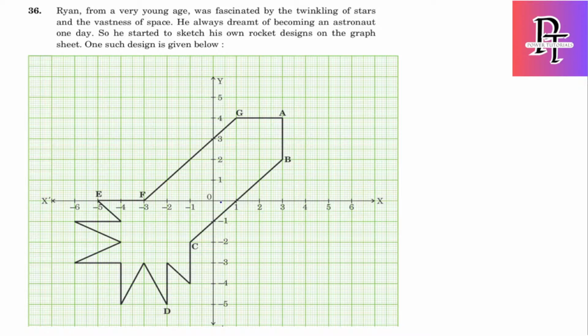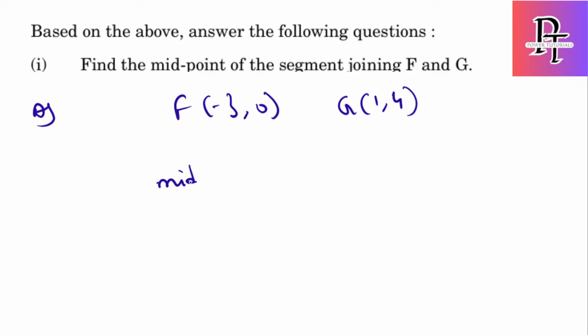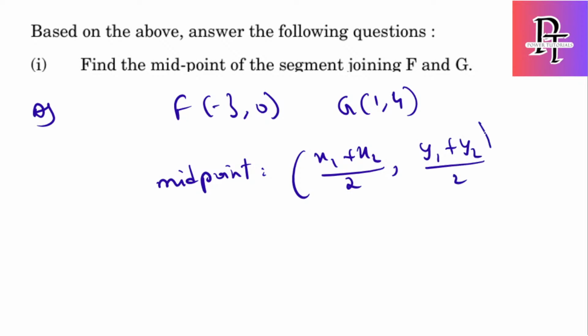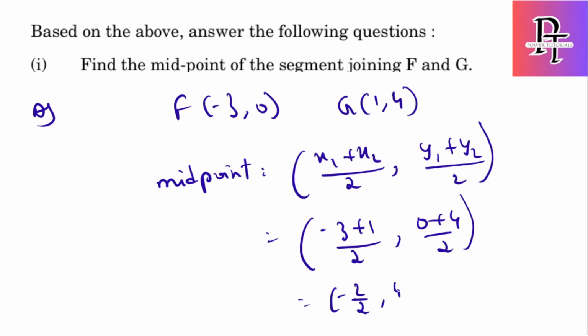Okay, so the midpoint formula is x1 plus x2 by 2. Always remember to write the formulas first and then substitute the values, because the formula also carries a mark. Now substitute: it becomes minus 3 plus 1 by 2, comma 0 plus 4 by 2. Minus 3 plus 1 is minus 2, so minus 2 by 2, comma 4 by 2. Minus 2 by 2 is minus 1, and 4 by 2 is 2. So this is the first one.